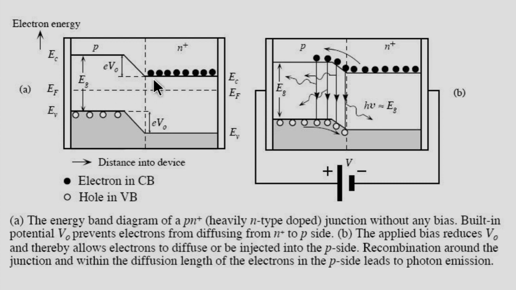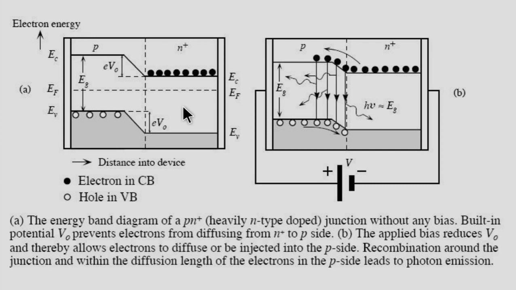Okay, and then due to this junction, we have a built-in potential or contact potential. That potential is EV0. Due to this junction, a potential will be developed. That potential you call it as contact potential or inbuilt potential.